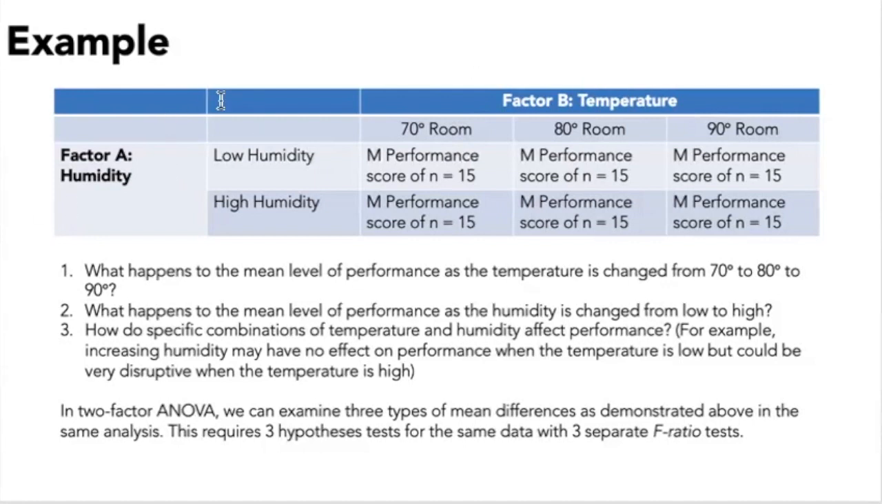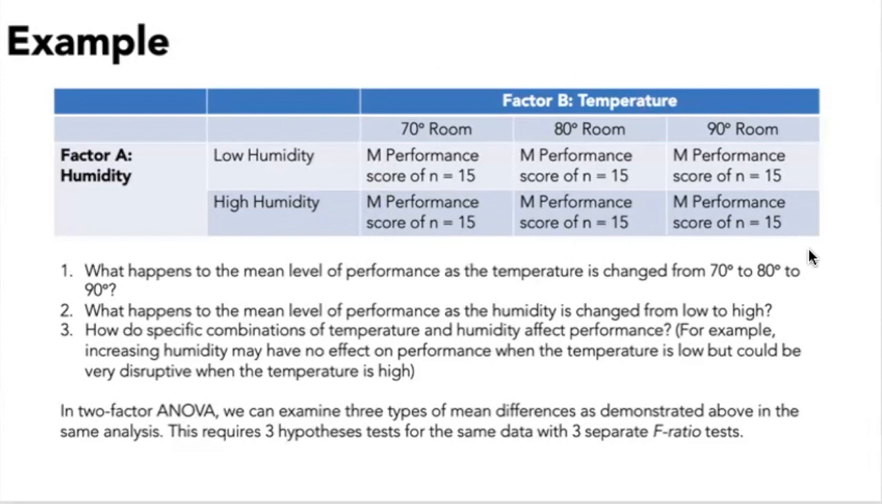Because I have two groups of humidity and three groups of temperature, altogether I have six groups. Those who have low humidity and in the 70 degrees room, what is their performance? What's the performance of low humidity and 80 degrees? What is the performance of low humidity and 90 degrees? And the same goes for high humidity and 70, high humidity and 80, and high humidity and 90.